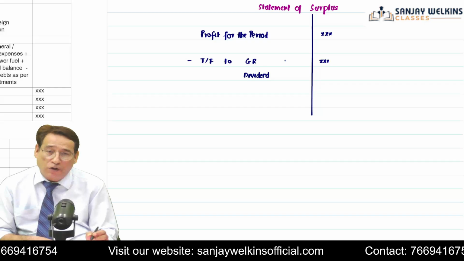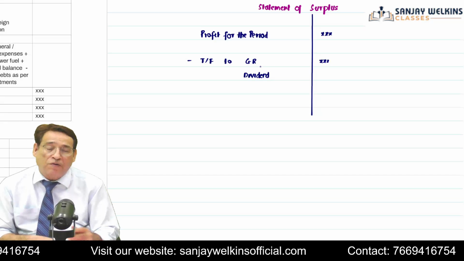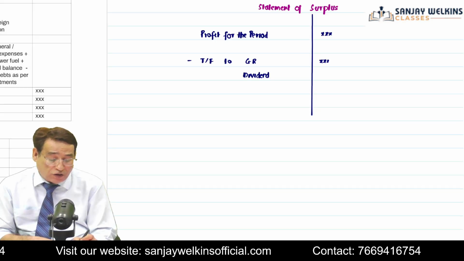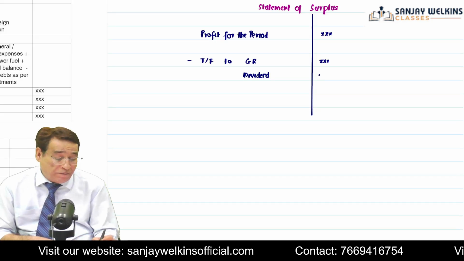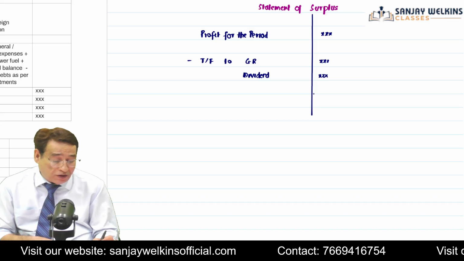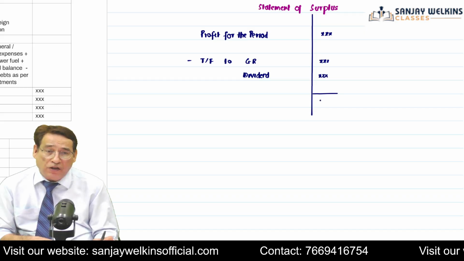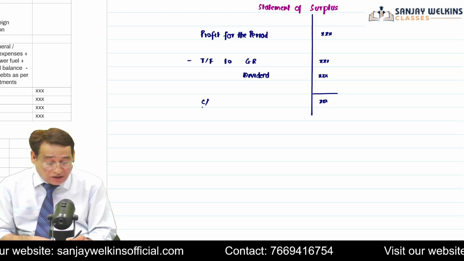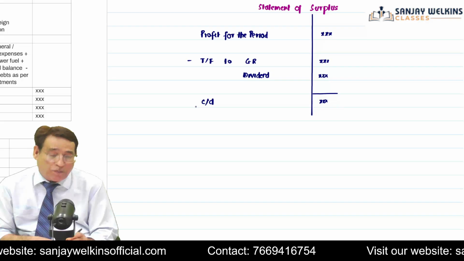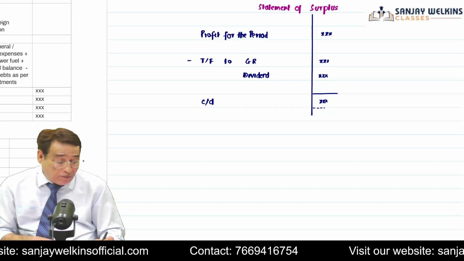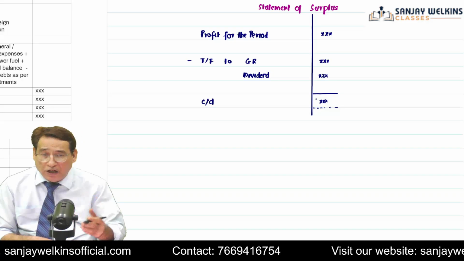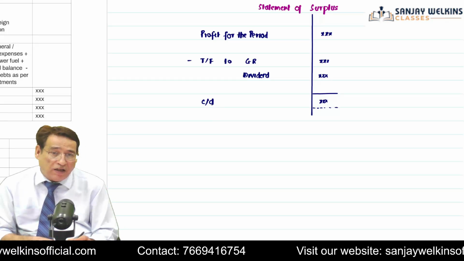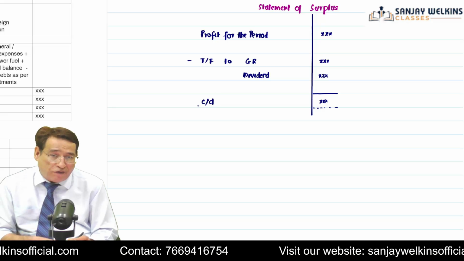General reserve, transfer to reserve fund, transfer to dividend equalization fund, or similarly transfer of amount towards payment of dividend. So after this, whatever balance will be there, this balance is known as balance carried down. This will be taken to the balance sheet, and under reserve and surplus, I am going to write this balance as P&L. That means this is the final balance.